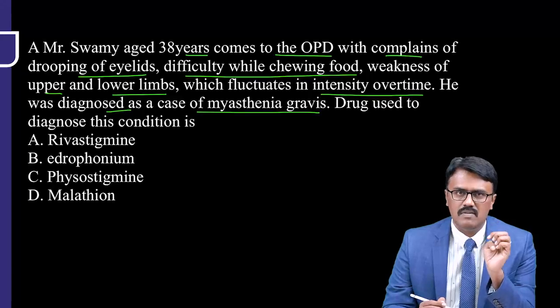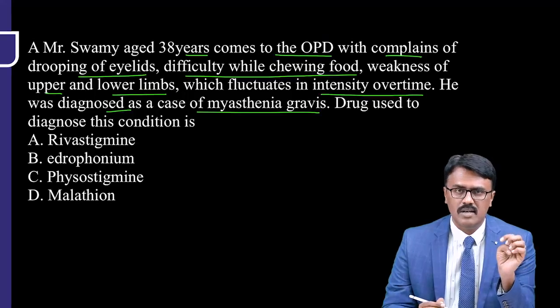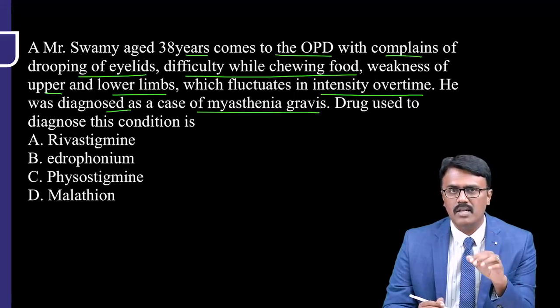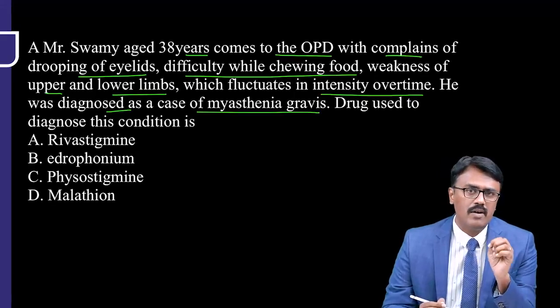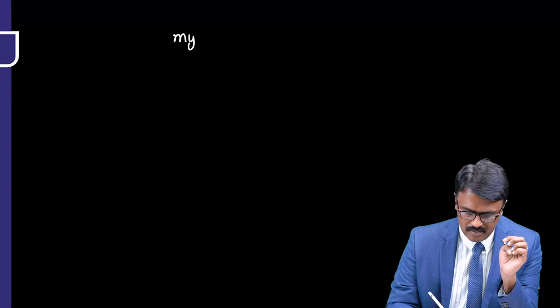So let us understand, because here already the diagnosis is given and it is diagnosed with myasthenia gravis. You can see the muscle weakness, and the weakness increases as the day progresses. So let us understand the pathophysiology, then we'll understand what are the drugs used in the management and what are the drugs used to diagnose myasthenia gravis. So what we are going to discuss is myasthenia gravis.